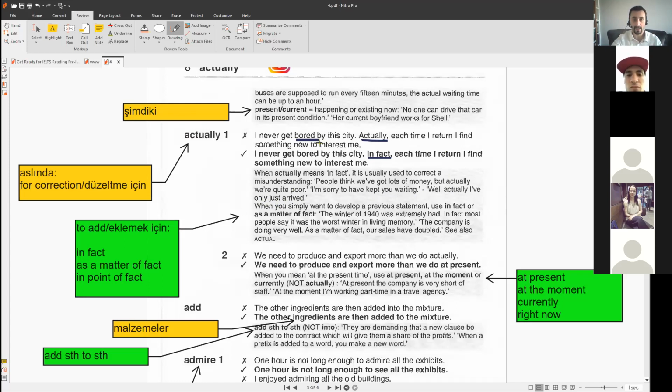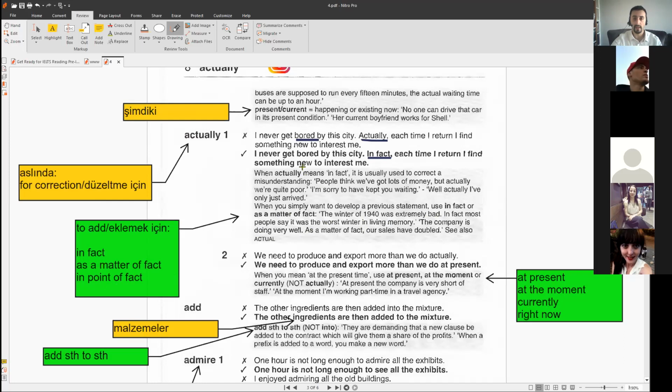But in fact, when you simply want to develop a previous statement, use in fact, or as a matter of fact. In the green box, you see to add, or eklemek için. You say one sentence, now you want to add some more details, some more items. Use in fact, as a matter of fact, or in point of fact. Like this: the winter of 1940 was extremely bad. We want to add more information. In fact, most people say it was the worst winter in living memory.